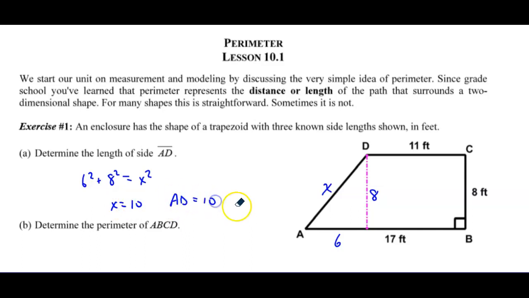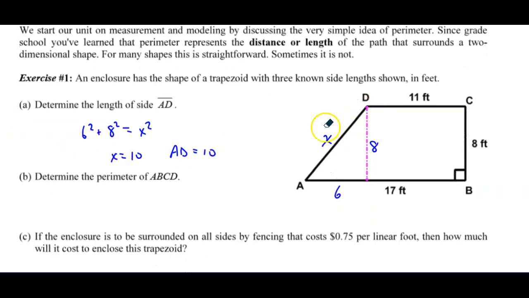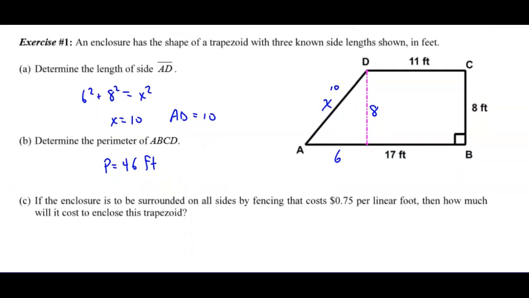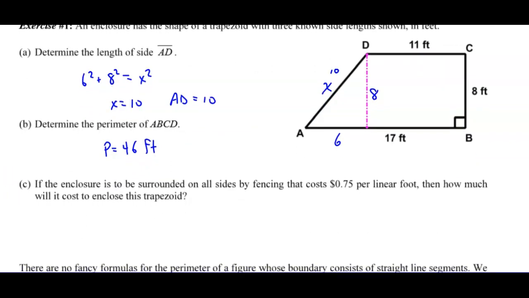AD equals 10. All right, so the perimeter of ABCD, we're going all the way around the figure now, and I actually have all the information I need. It's a 10, an 11, an 8, and a 17. You want to ignore the 8 in here because that's an interior segment, so the exterior segments add up to a total of 46.